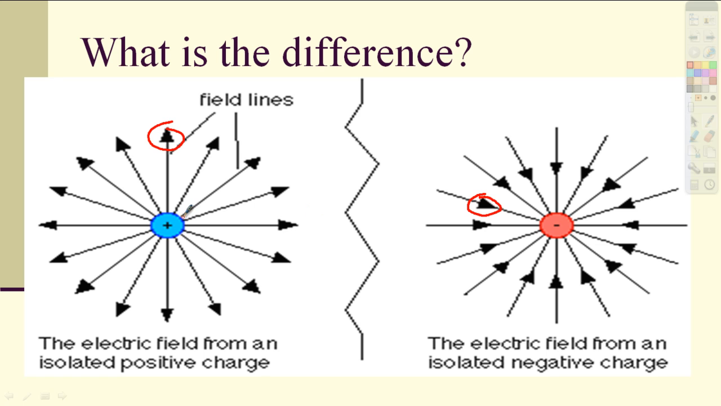Also, the spacing between these lines is important. The closer together these lines are, the stronger the electric field is. So if I had a whole bunch more lines drawn in here, equally spaced, imagine these going all the way around, then it would represent a stronger electric field than the one shown.